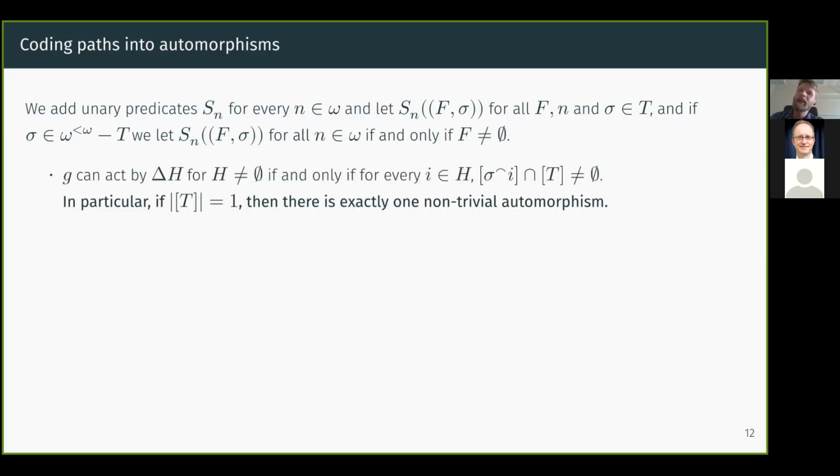At this stage, where I'm not concerned about the structure being computably categorical, I could just do this with one relation and say, I don't know, S0 holds everywhere, or it only holds on the empty set. But we will need this to absorb some injury while we make this structure computably categorical. So what we get from this is that G can act by delta H non-trivially if and only if for every I in H, the extension from sigma by I can be extended to a path. So in particular, if the set of paths through the tree is equal to 1, then there is exactly one non-trivial automorphism, because there's only one node that can always be extended.